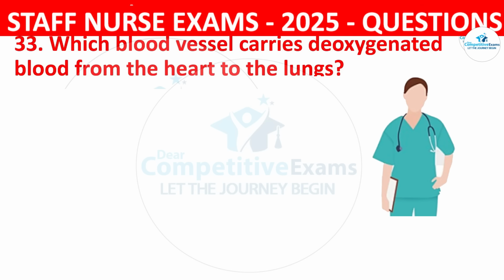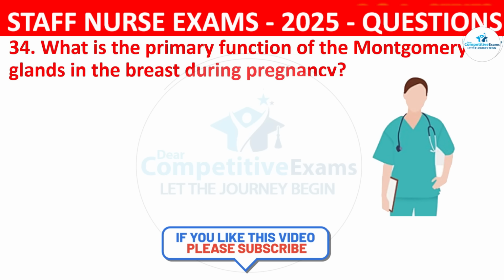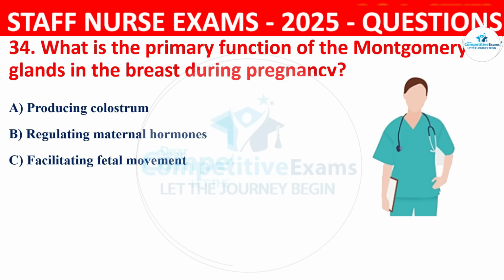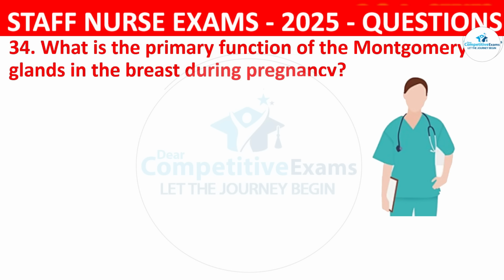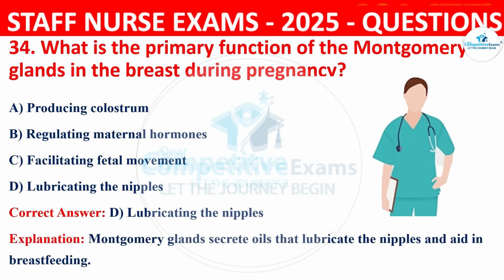Question number 34. What is the primary function of the Montgomery glands in the breast during pregnancy? Your options are producing colostrum, regulating maternal hormones, facilitating fetal movement, or lubricating the nipples. The correct answer is D, that is lubricating the nipple. Montgomery glands secrete oils that lubricate the nipples and aid in breastfeeding.